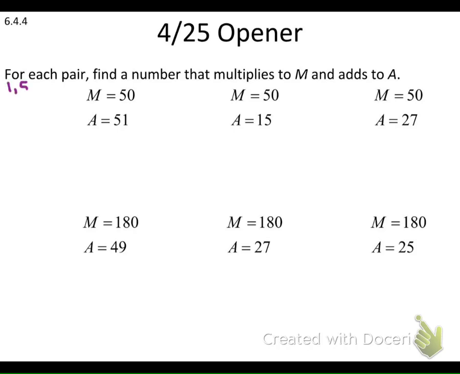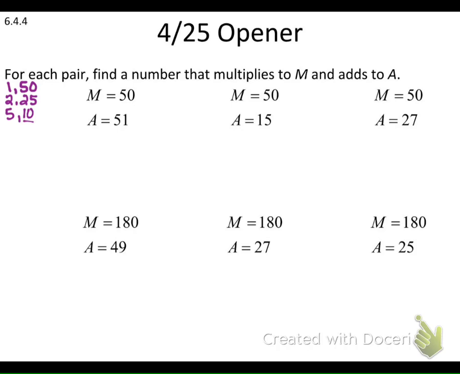So we're going to go in order. So 1 and 50, then 2 and 25, 3, 4, 5, 6, 7, 8, 9, and then we're back to 10. So I know that that's all my factor pairs of 50.